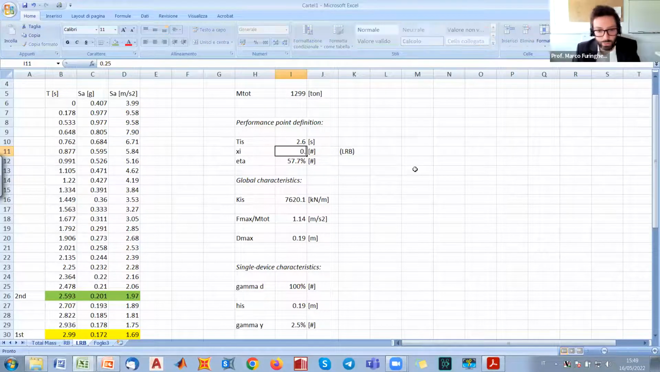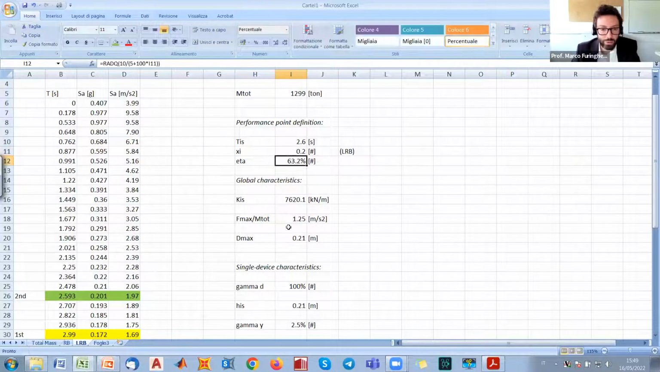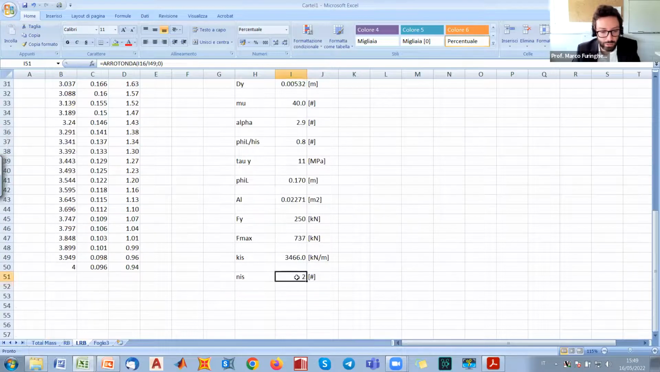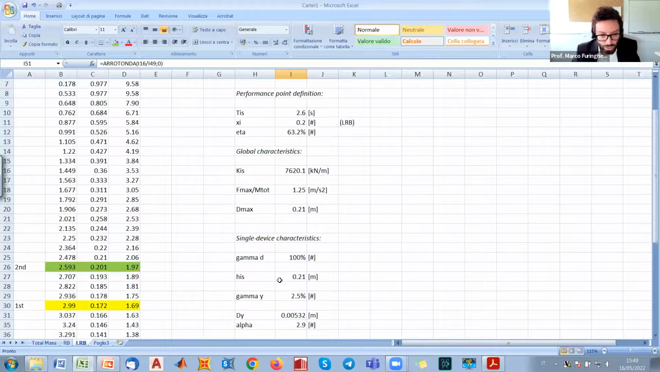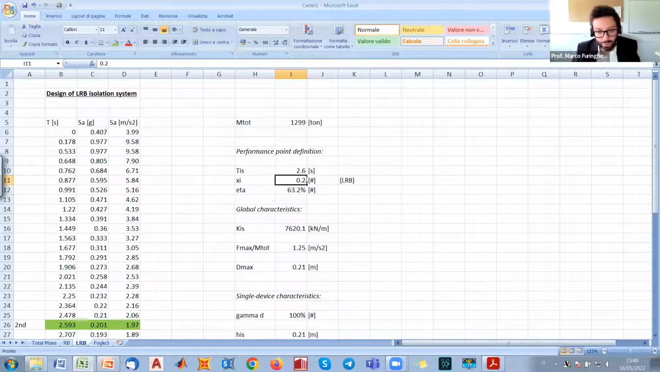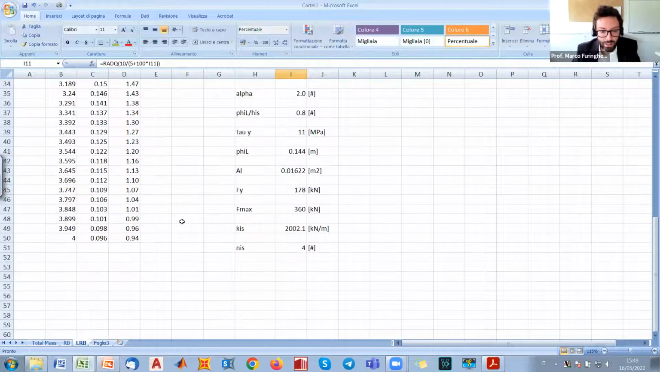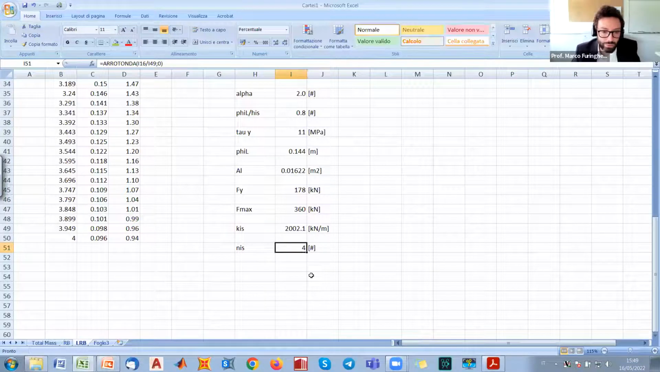So let's try to consider 20%. Okay, so we switch to 63%. So maybe we switch from 3 to 4 isolators. Okay, no, it is also reducing, so we have to increase the damping. So let's assume 30%. We go back. Okay, we have 4 devices.